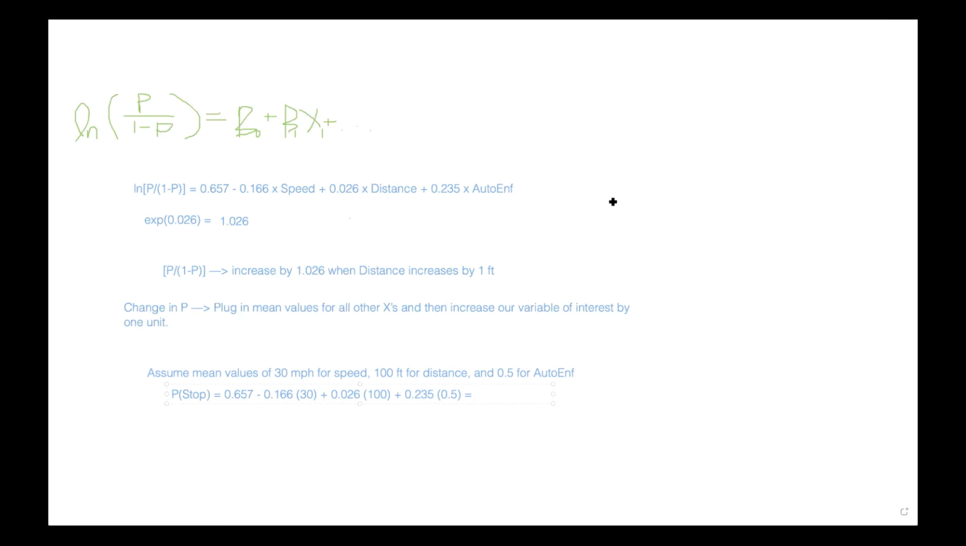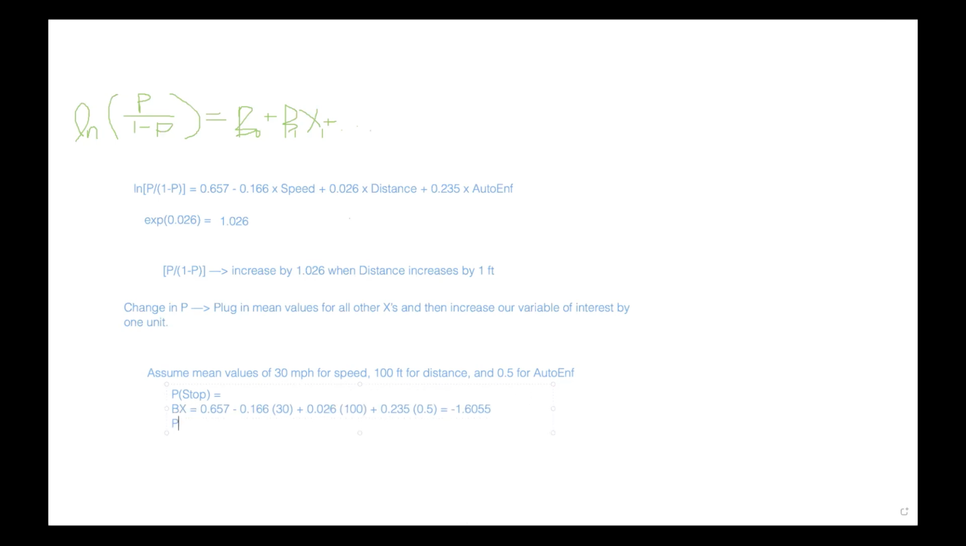I'm sorry, that's an intermediate step to get to the probability of stopping. Let me clarify that real quick. I'm quickly going to calculate that. That gives us minus 1.6055. Okay, so that is that term there. That's basically our beta x.